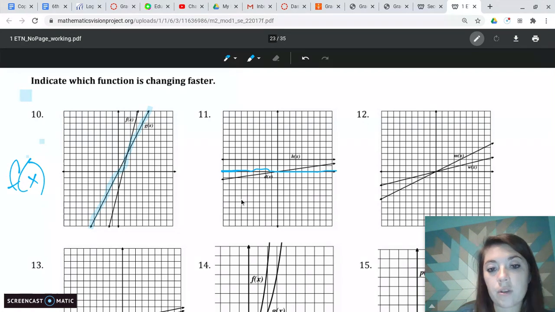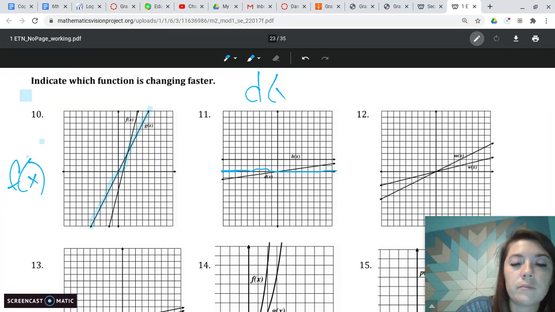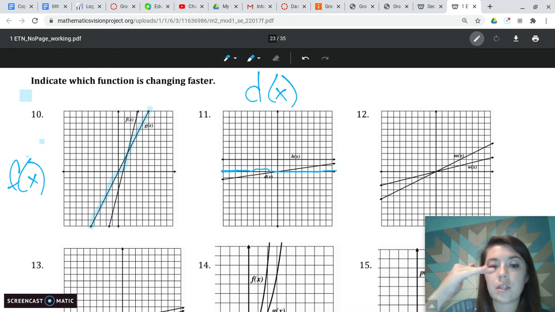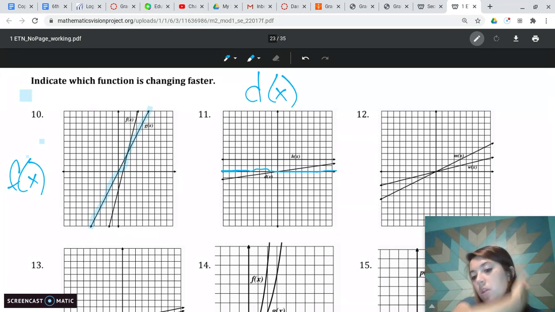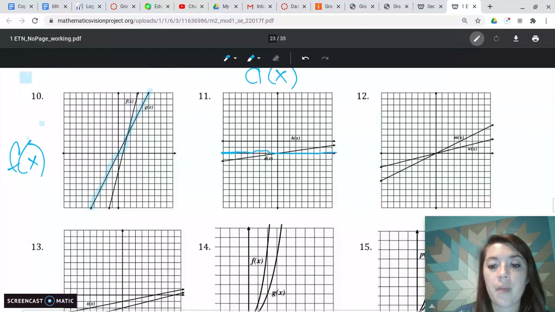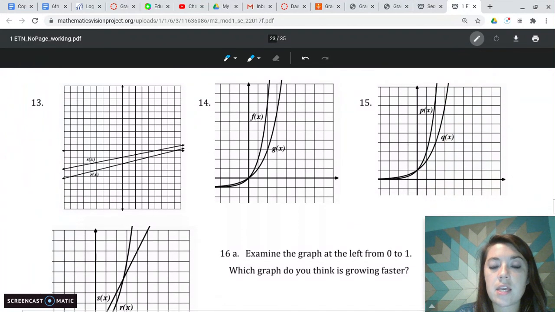So I'm going to do number 11 with you as well because this one's weird. For the entire part that we're seeing, h of x is greater. It's got a constant slope, so it seems steeper because it's on top, but it's not actually steeper because it's got a slope of 0. D of x has the steeper slope because it is going up. So a horizontal line will never have the steepest slope because it is a slope of 0. So always remember that.